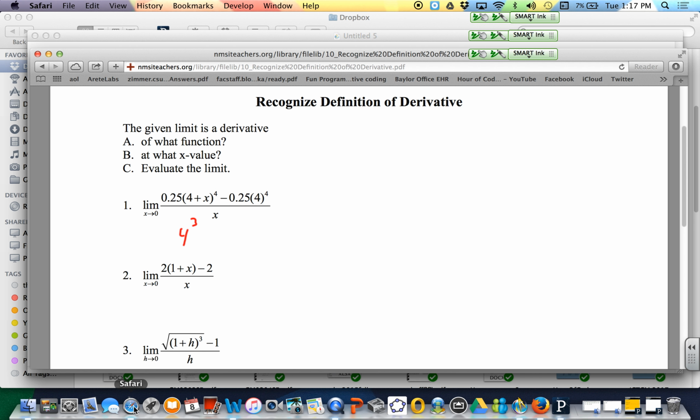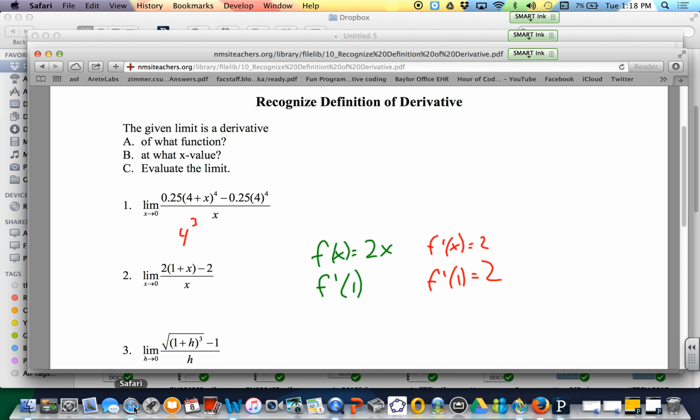again, we're taking the limit as x approaches 0 of 2 times (1 plus x) minus 2, divided by x. So we're evaluating this at 1 here, so my f of x is just going to be 2x, but they're asking us for f prime of 1. So the derivative of 2x, we know in our hearts is 2, so f prime of 1 is equal to 2.